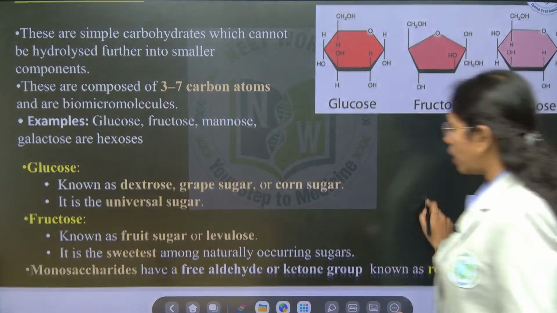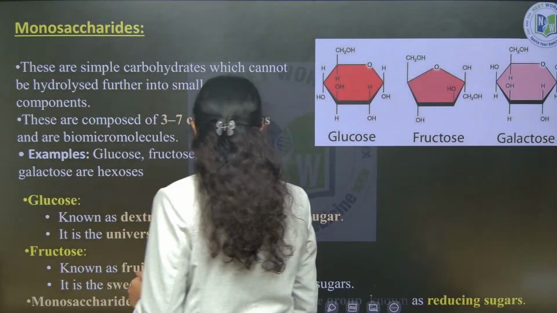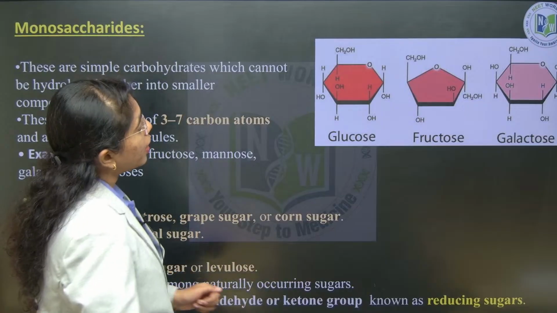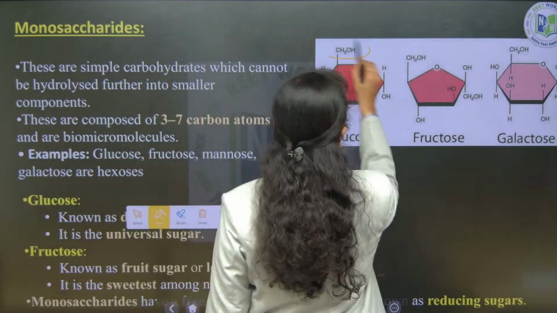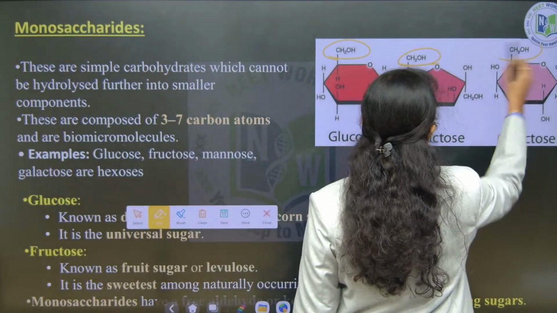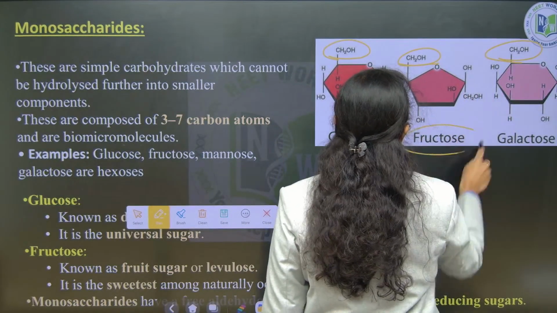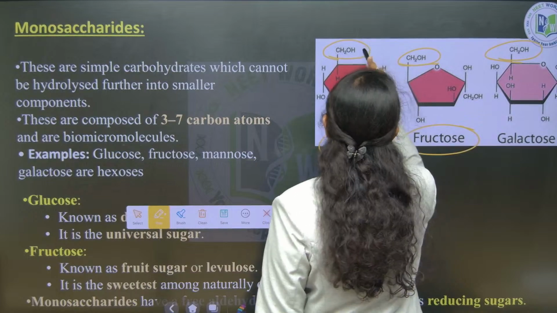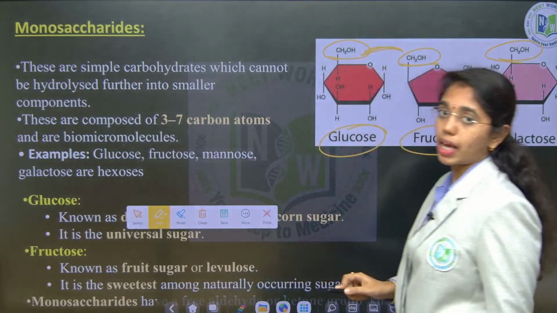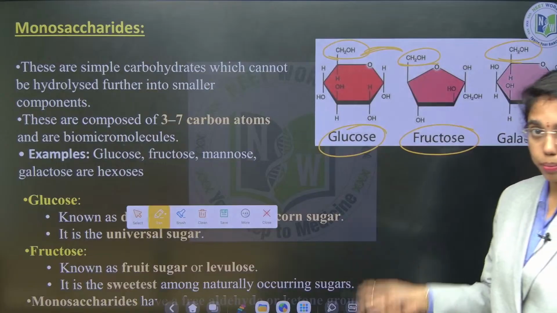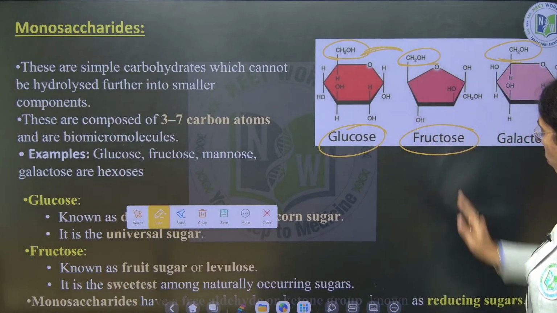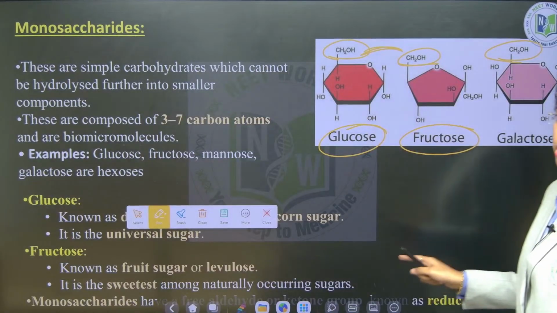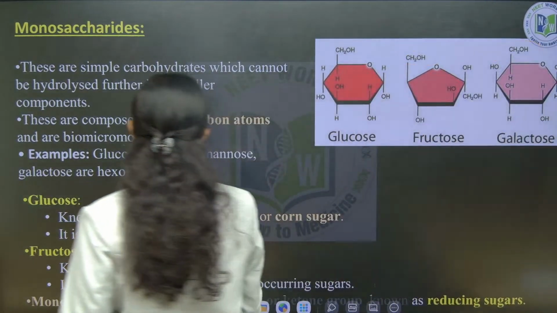Reducing sugars. If you can see the structure of glucose and fructose over here, you can see free aldehyde and ketone groups are present. They will be connected to other monosaccharides by glycosidic bond. As they are having free aldehyde and ketone groups, they are addressed as reducing sugars. This is all about monosaccharides.